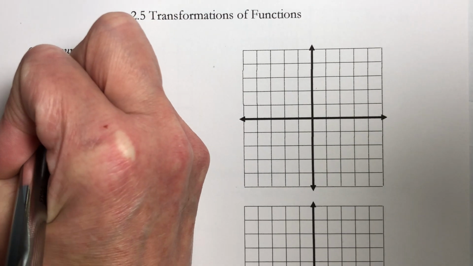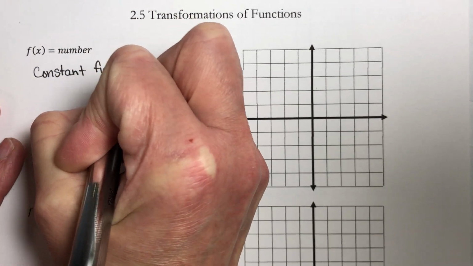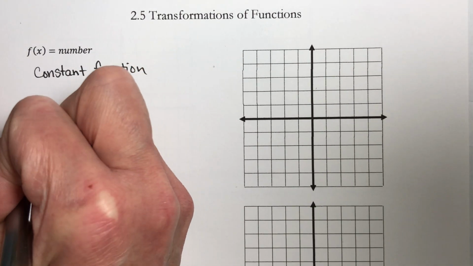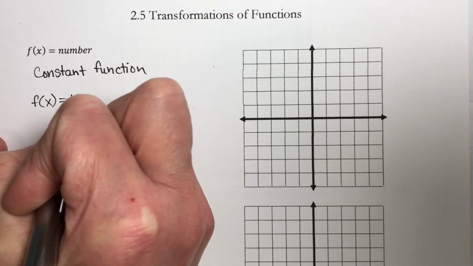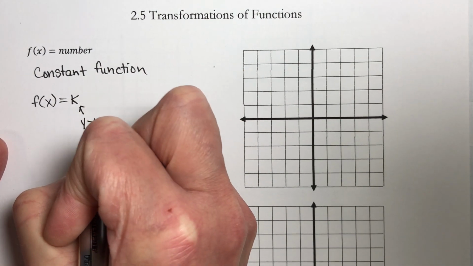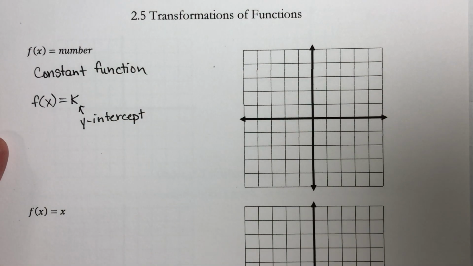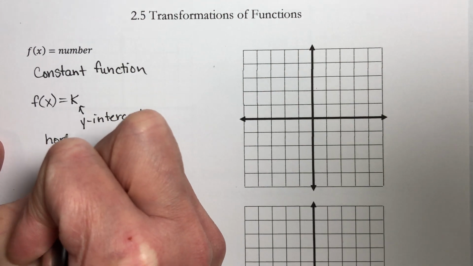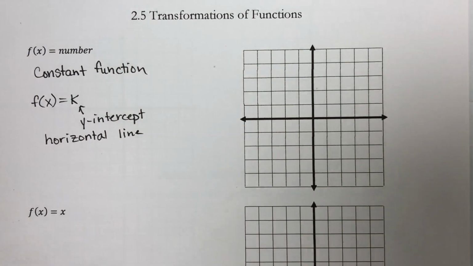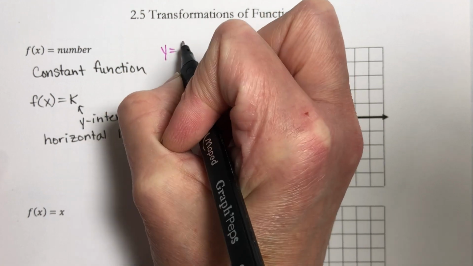This is called the constant function. And I have number written here, but it'll be f of x is equal to k, where k is some number. Now this number is going to be your y-intercept. And this is going to be a horizontal line. This is basically the equivalent of y equals b.